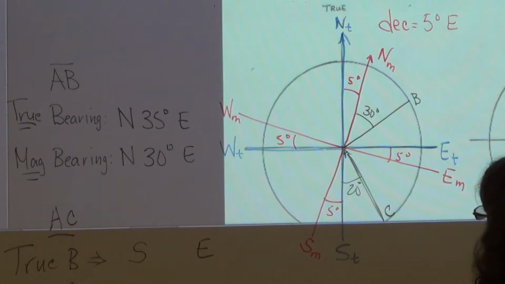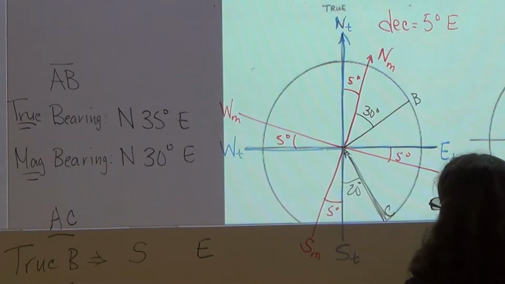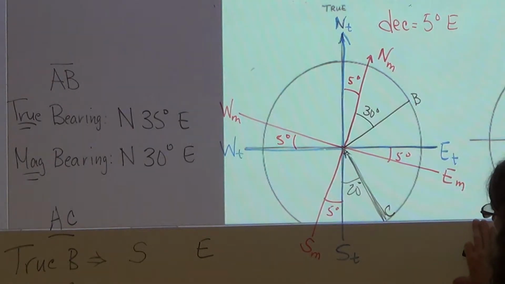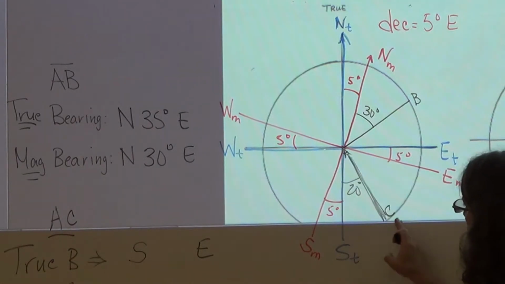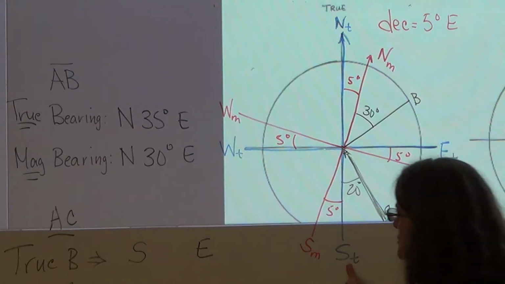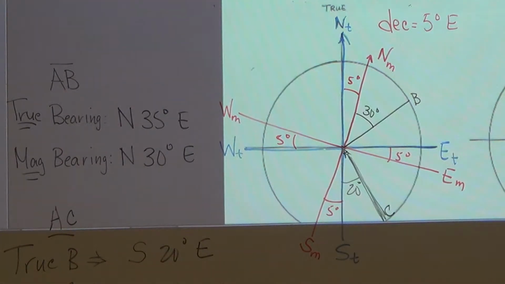I'm looking at this line. 15? Would it be south 15 degrees east? Well, we're talking about the true bearing, right? So it's the angle between the line in question and true south, which is 20 degrees. Okay, I get it. That's different.